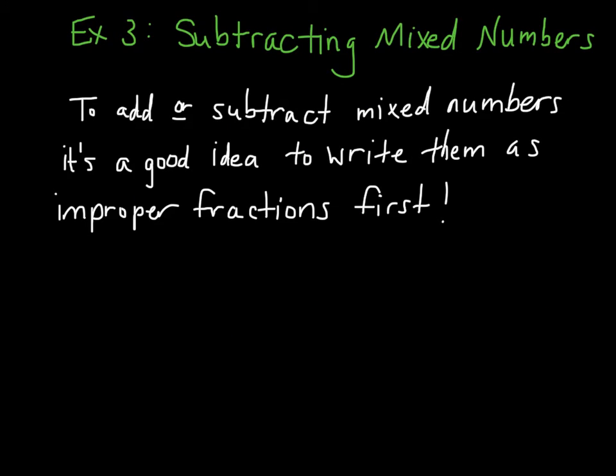In example 3, we're going to be subtracting mixed numbers, and these same rules that we've been talking about in this whole video apply to both adding and subtracting fractions and adding and subtracting mixed numbers. You use the same methods. But something you're going to want to remember when you're working with mixed numbers, and a mixed number would be a combination of a whole number and a fraction, so this would be considered a mixed number because it's both a whole number and a fraction, is that it's usually a very good idea to write them as improper fractions first.